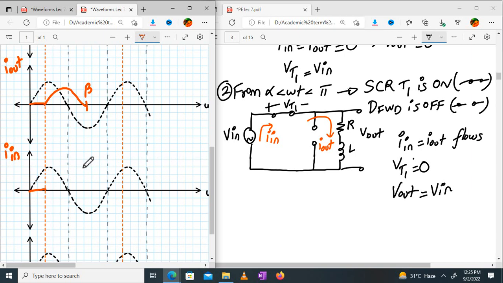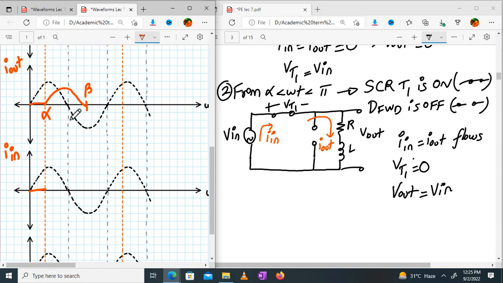Okay. What will be I in? Very important question. See, listen. Why is I out going from alpha to beta? We have already explained that last time. Because of the inductor which was storing the energy, it is releasing it back, and then it is sustaining the current till beta. After beta, the current reduces to 0. But here what is happening? Here is the difference. What about I in?